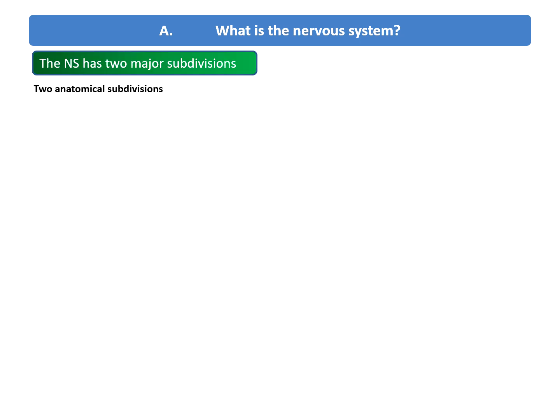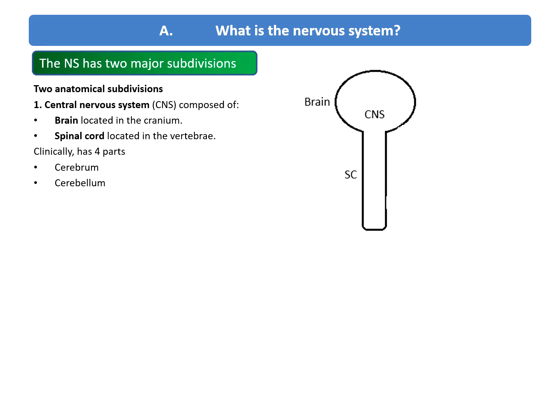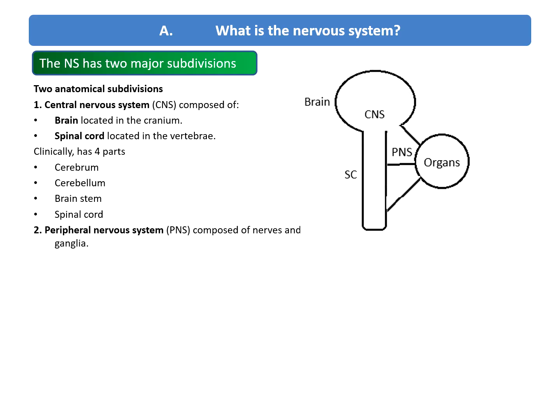There are two anatomical subdivisions of the nervous system. One is the central nervous system, CNS, composed of the brain, located in the cranium, and the spinal cord, located in the vertebrae. Clinically, this is convenient. It has four parts: cerebrum, cerebellum, brain stem, and spinal cord. The peripheral nervous system, on the other hand, PNS, is composed of nerves and ganglia.